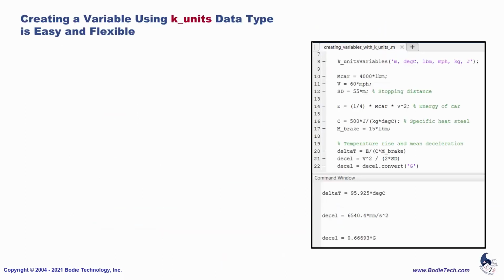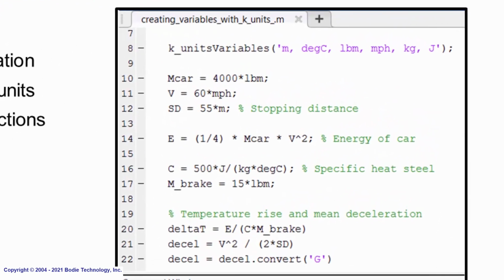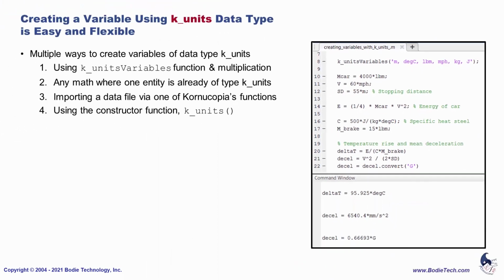Creating a variable using Kornucopia's k_units data type is easy and flexible. There are multiple ways to create and use them. The example on the right uses a combination of the Kornucopia function k_unit variables and MATLAB multiplication to create and use a variety of units and variables in a calculation. The example shown assesses the heating of a car's brakes and its deceleration during a stopping event. Kornucopia allows you to easily work with mixed units, and your calculation results are clear and accurate.